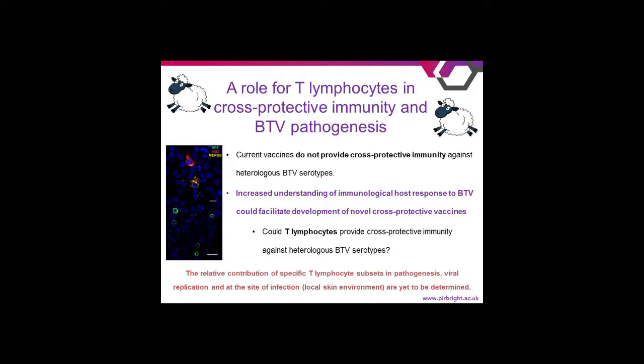So really we want to try and understand more about the host response to BTV to hopefully eventually develop more novel cross-protective vaccines. We know that neutralising antibodies do provide protection, but the level to which they're cross-protective we're not quite sure yet. And so our question is basically whether T lymphocytes could provide this cross-protective immunity, particularly as both CD4 and CD8 positive T cells have been known to recognise epitopes on BTV structural and non-structural proteins. Aside from this, it's also important from the point of view of pathogenesis, particularly their role in viral replication and also at the site of infection within the local skin environment.